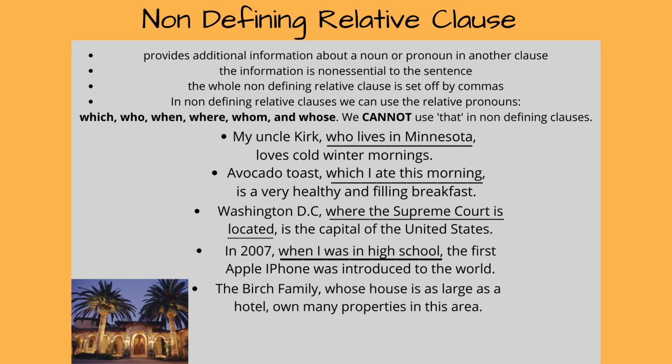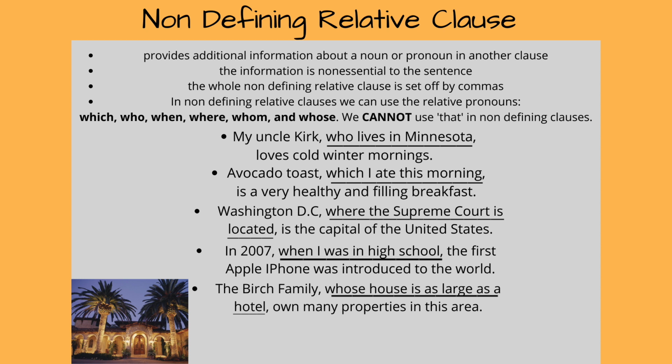Next, we have the Birch family, whose house is as large as a hotel, own many properties in this area. So the non-defining clause here, whose house is as large as a hotel, is additional but non-essential information about the Birch family, who we don't need to define because we already did.